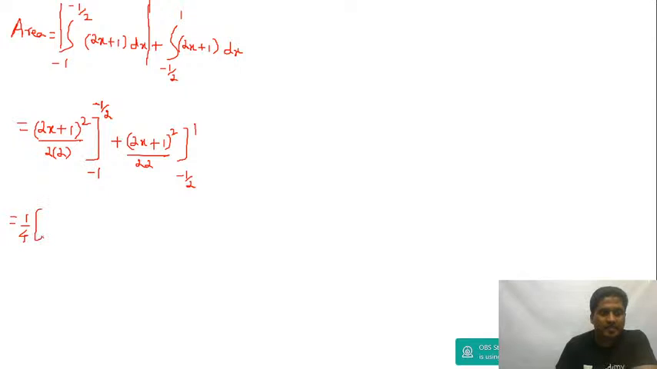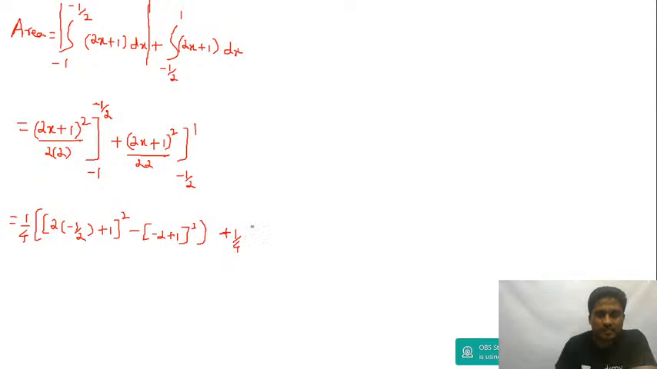I take this in a bracket, substitute upper limit minus lower limit. You will get 2 into minus half plus 1, the whole square. This is upper limit minus the lower limit. Minus lower limit is minus 2 plus 1, the whole square. And then this is plus 1 by 4.